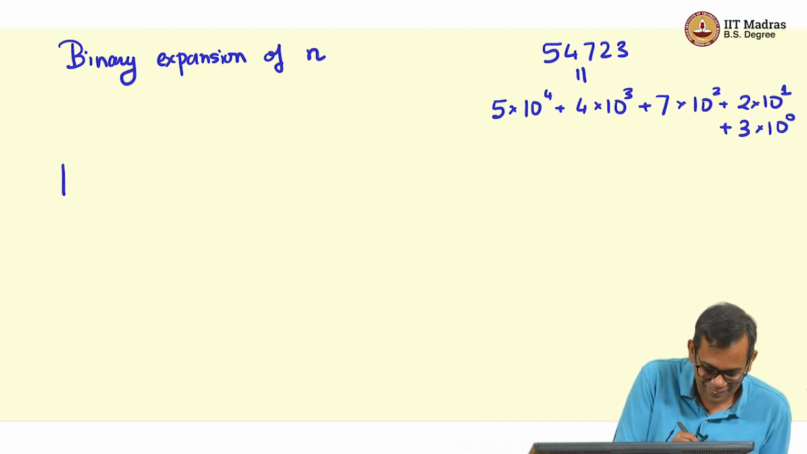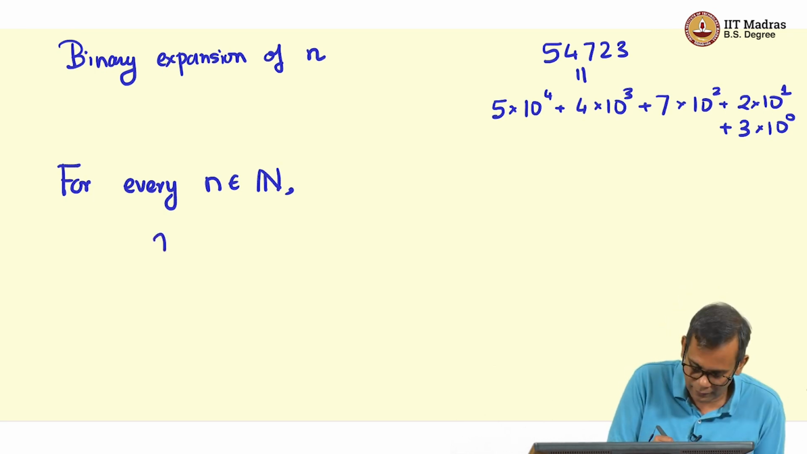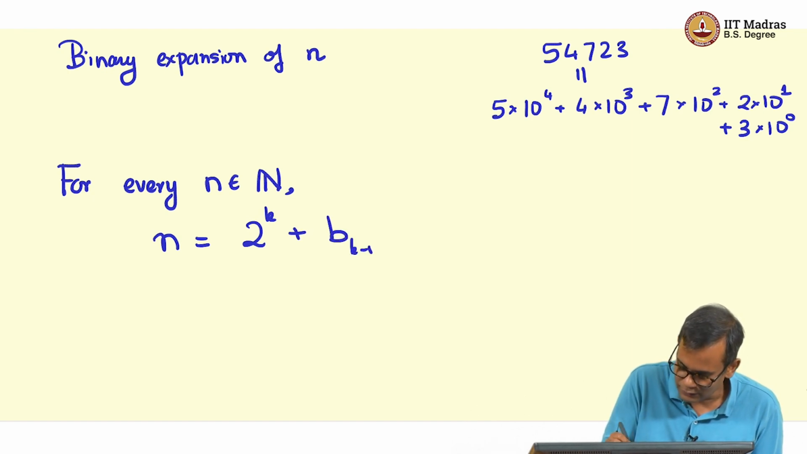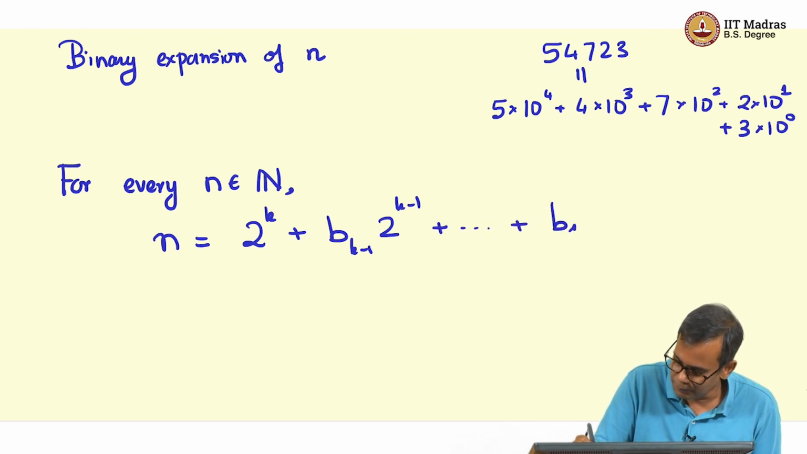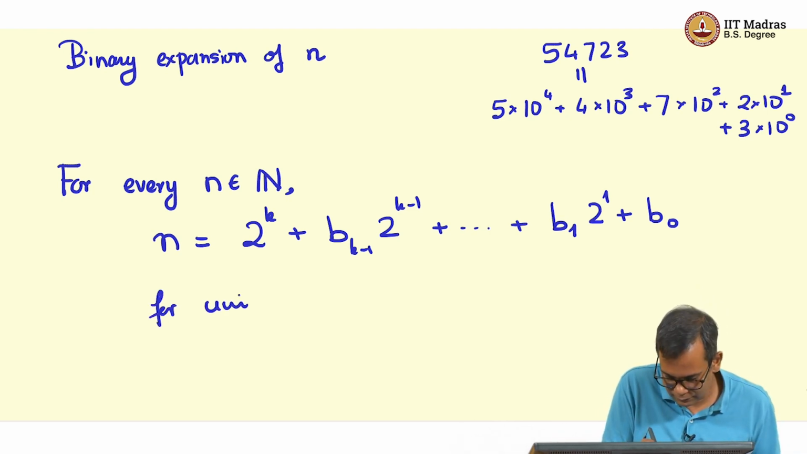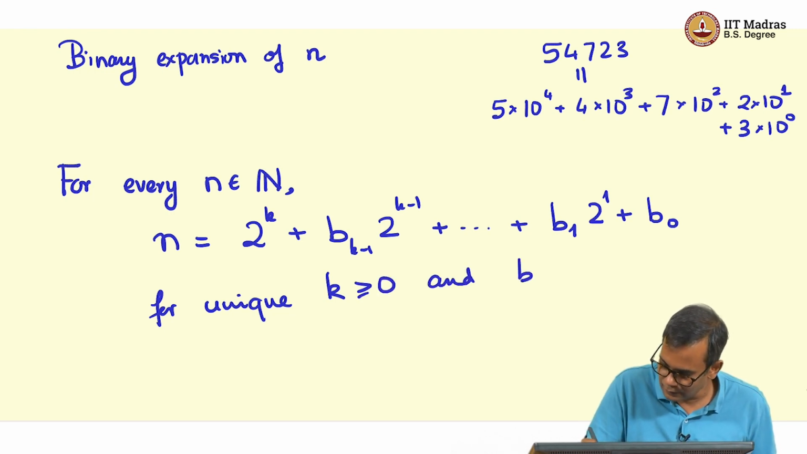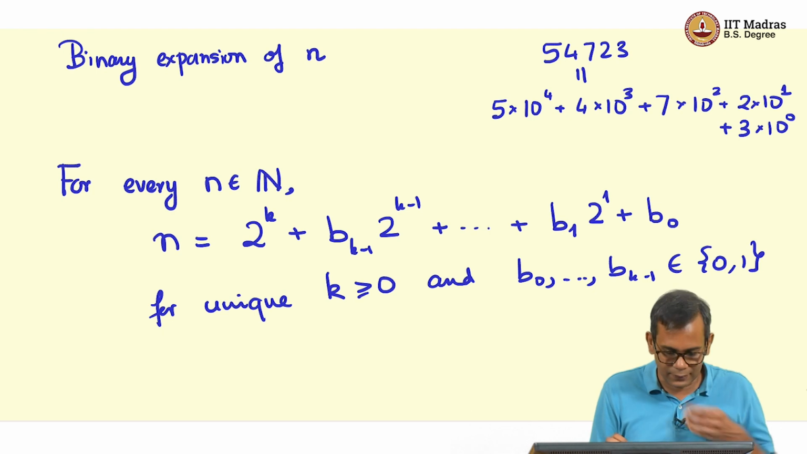Similarly, for every natural number n, you can start with this. n can be written as 2 to the power k plus b subscript k minus 1 times 2 to the power k minus 1 plus and so on up to b1 times 2 to the power 1 plus b0, for unique k greater than or equal to 0 and b0, b1 up to b k minus 1, each either 0 or 1. This is the binary expansion.